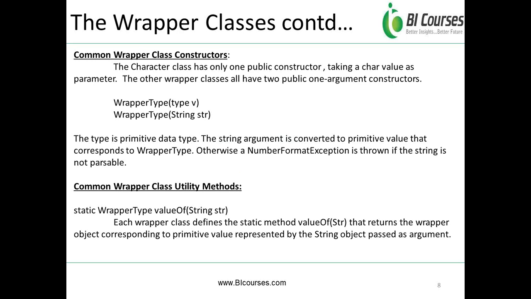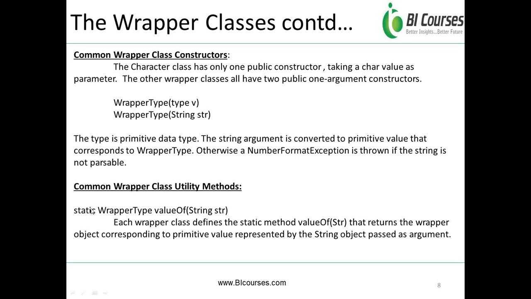So we can pass a respective type as a parameter, or a string as an argument, to create wrapper class objects. This type is a primitive data type, and the string argument is also converted to primitive values. And there are many utility methods available in these wrapper classes.